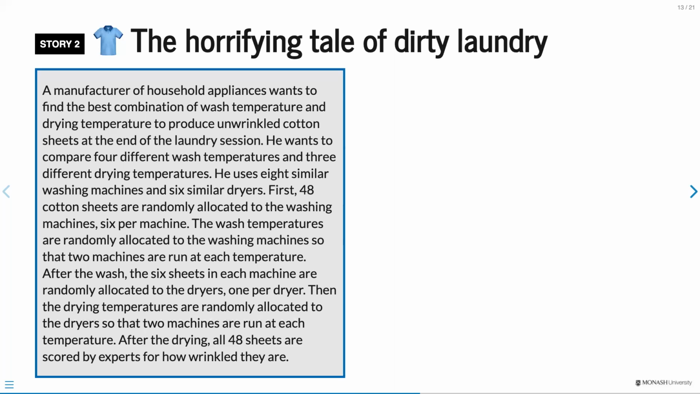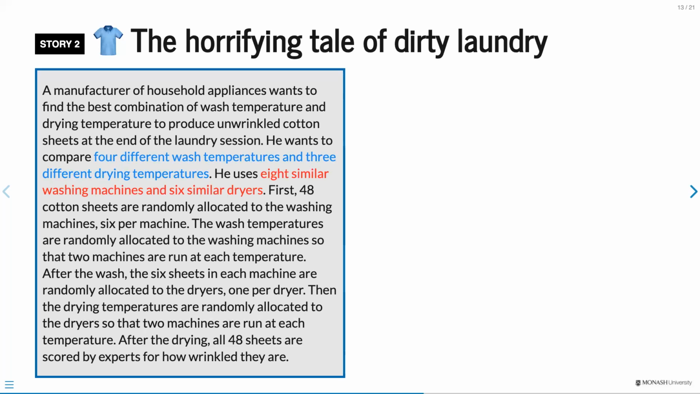Anyone know what the treatment is? Yep, treatment: wash temperature, drying temperature, 4x3. Blocking factor: washing machine, dryers. Okay, 8x6 cost. Okay, cool. Very good. So 4 different wash temperatures, 3 different drying temperatures.